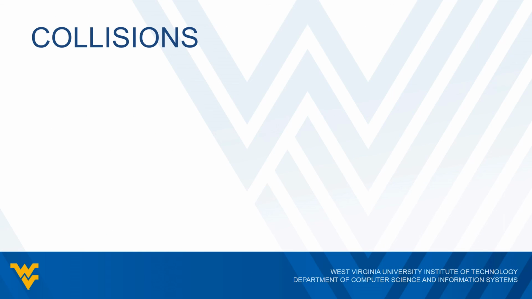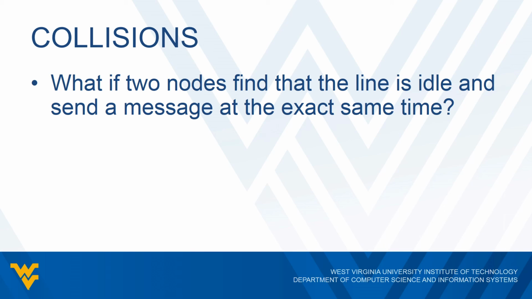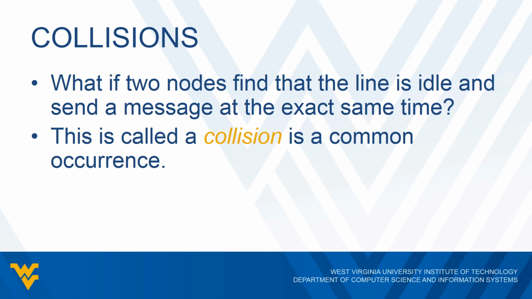Now, there's still a problem here, because let's say we have two more users wanting to send a message while the line is in use. So both of them are monitoring the status. They're waiting for the line to be cleared. And then let's say they both find out at the same time that the line is idle. So they decide right at that exact same moment that they're both going to transmit the message. Well, this is what we call a collision. And it's a very common occurrence in contention-based networks, just like in Ethernet.